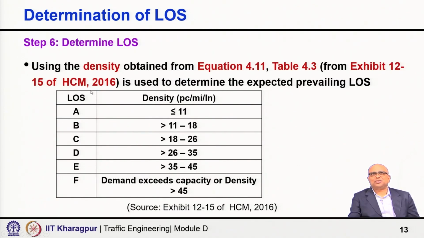Now, step 6. We can now easily determine the level of service, because you are familiar with this table. There are different ranges, for example, density less than 11 means A, greater than 11 up to 18 it is B, greater than 18 up to 26 it is C, and so on. So, the calculated density we have got, we will see what level of service it corresponds to, and accordingly we will say what the LOS is.